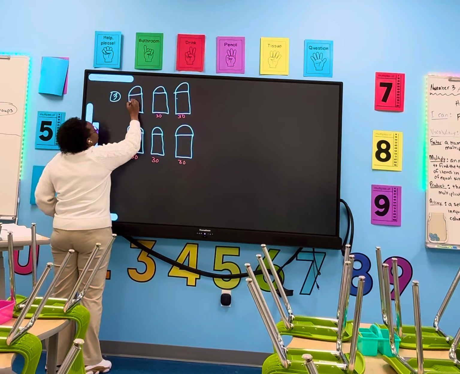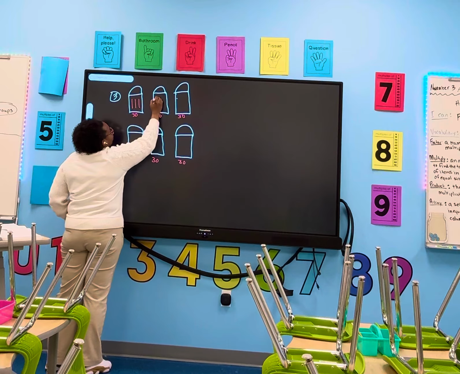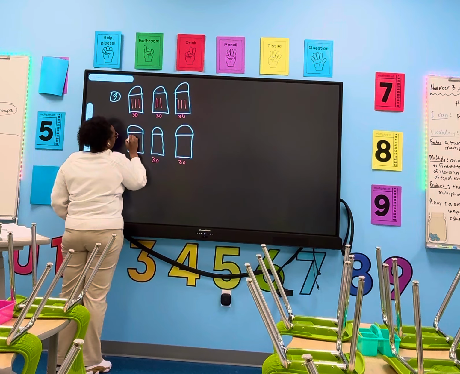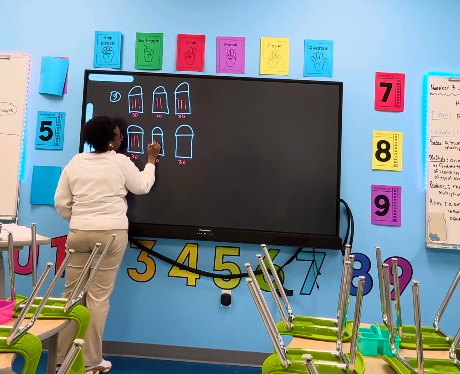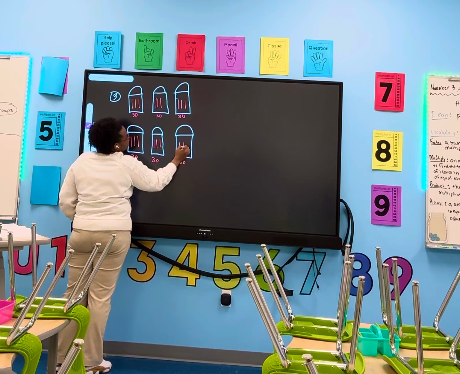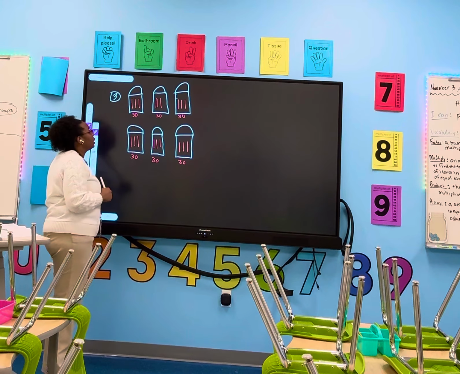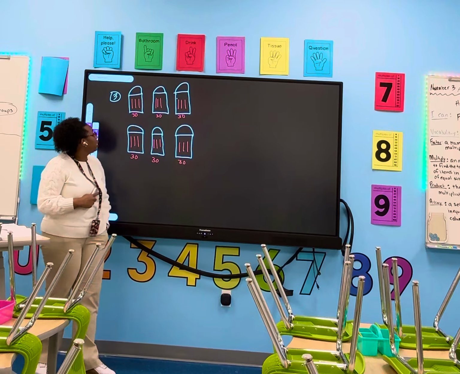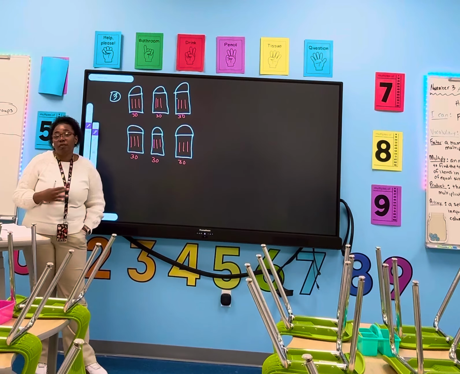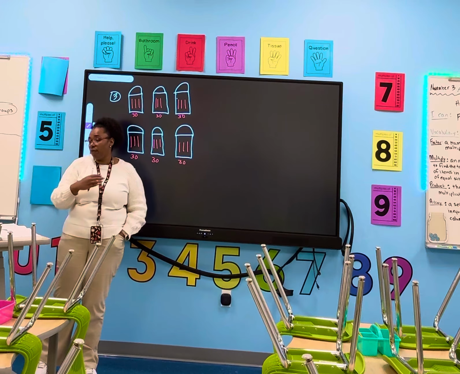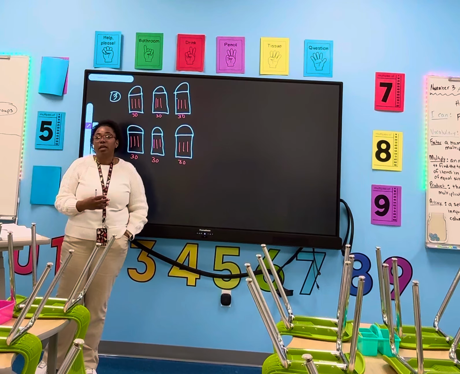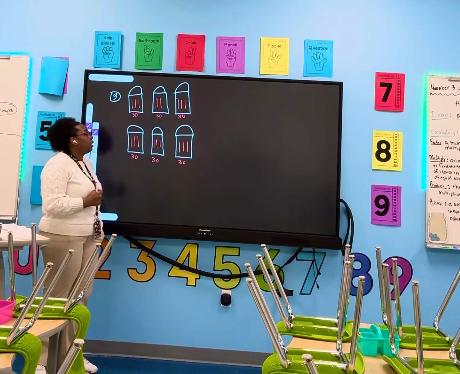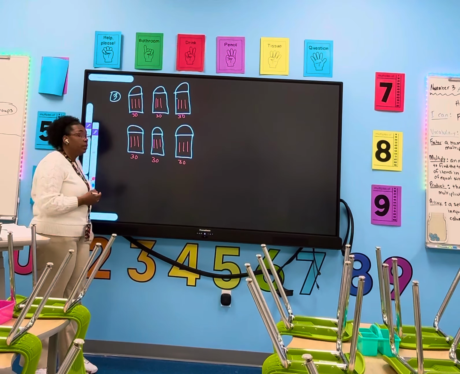So I would do 1, 2, 3, 1, 2, 3, 1, 2, 3, 1, 2, 3, 1, 2, 3, 1, 2, 3. Okay, so this would be my 3. Now that I have my 3, all I have to do is continue working this and figuring out how many prizes Travis uses. So we can write the repeated addition sentence.